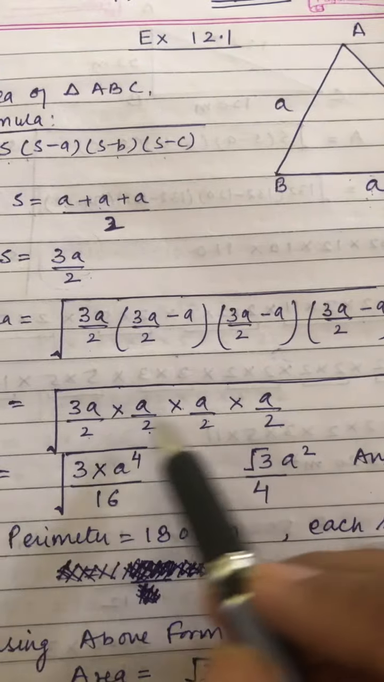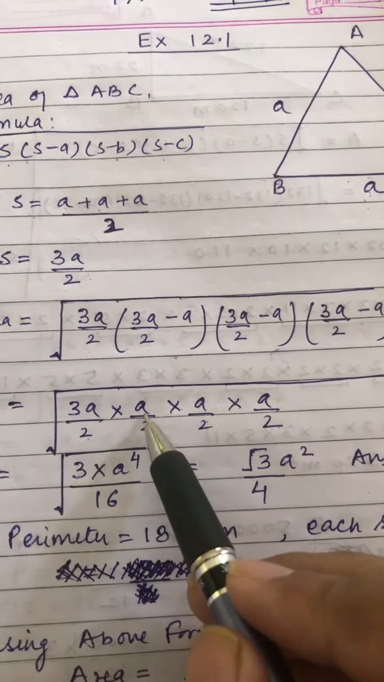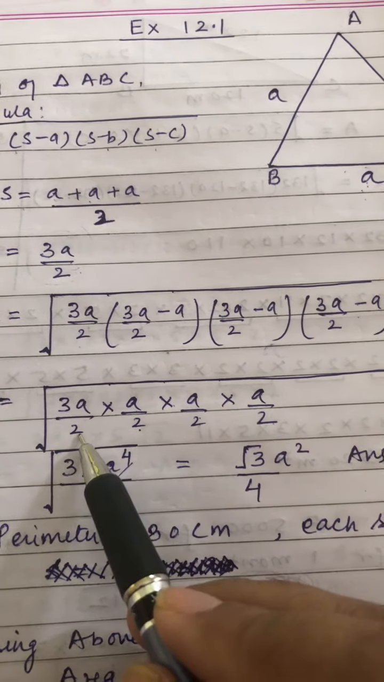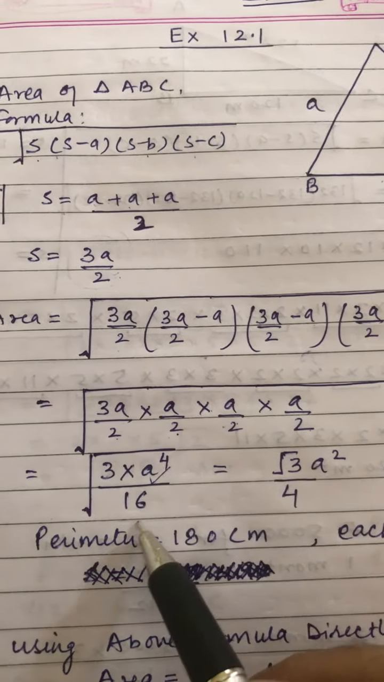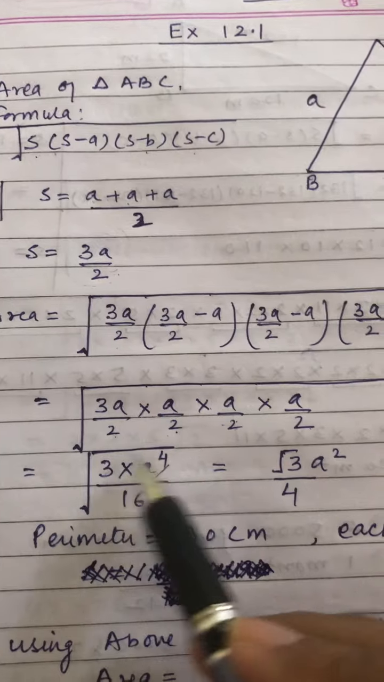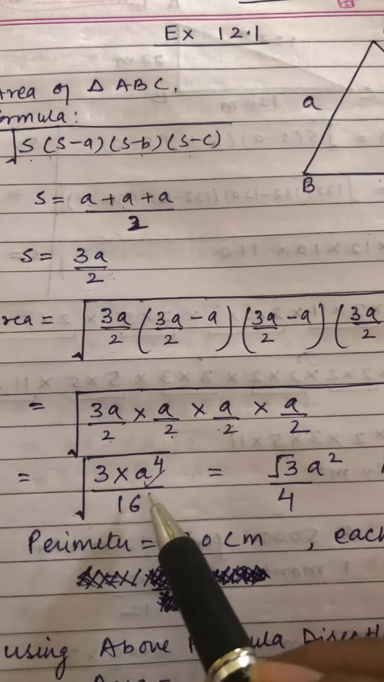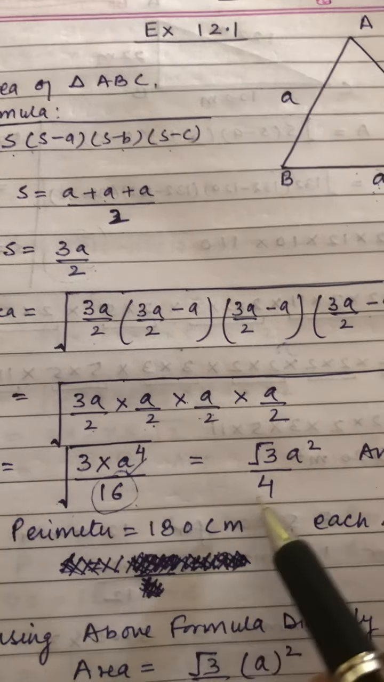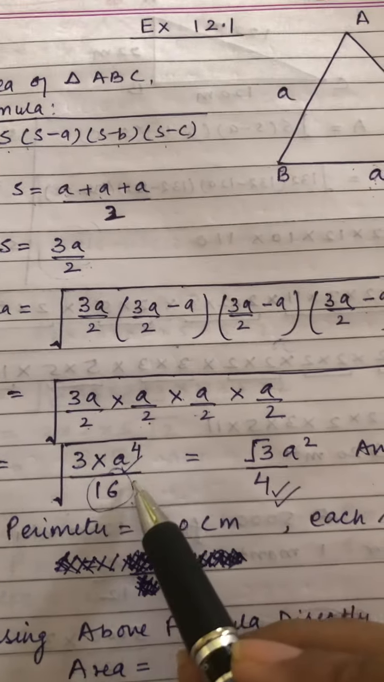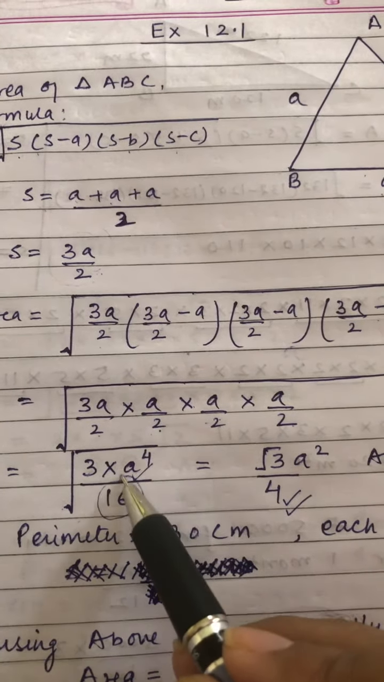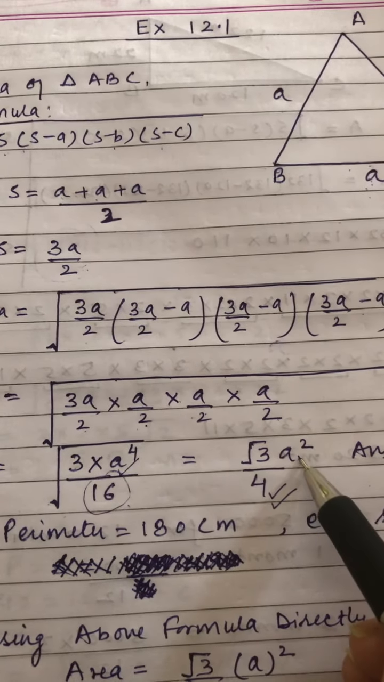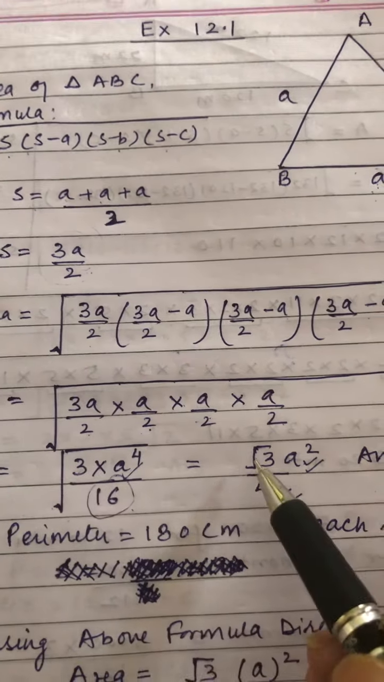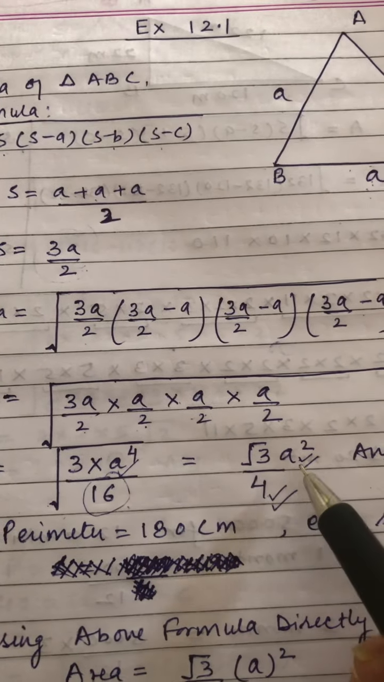So on simplifying this, you will get 3 as it is, A into A into A into A, that is A to the power 4, and 2 to the 4 is 16. So this expression you will get inside the under root sign, which can be written as 4 whole square, since 16 under root is 4. The under root of A to the power 4 is A to the power 2. And this root 3 will come as it is, inside the root only. So this is the answer, root 3 upon 4 A square.